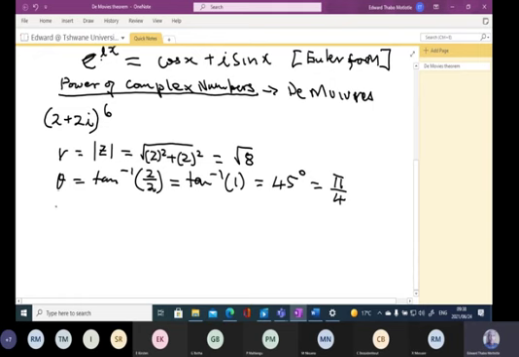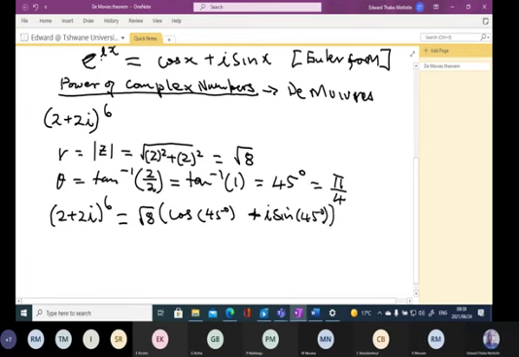Okay, now we can write (2 plus 2i) to the power 6. Using the information that we have, it is the square root of 8 times (cos 45 plus i sin 45), all to the power 6. Here you can use either degrees or radians; we will be restricted only in exponential form, where we are forced to use radians. And then the power applies to everything.